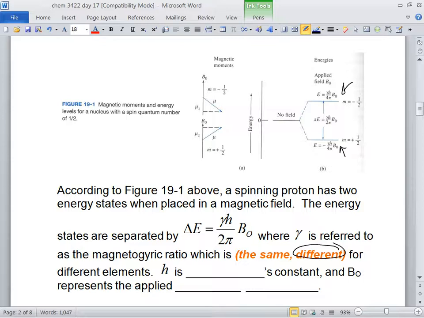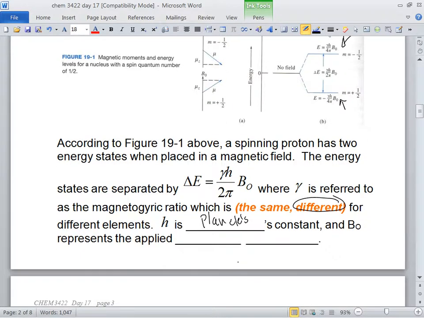Okay, and then for different elements, h is, Brandy? Planck's constant. And B naught represents the applied, Melissa? Magnetic field. Does anyone know what the units are for magnetic field? Starts with the capital T. I don't think that's more information you need to know.